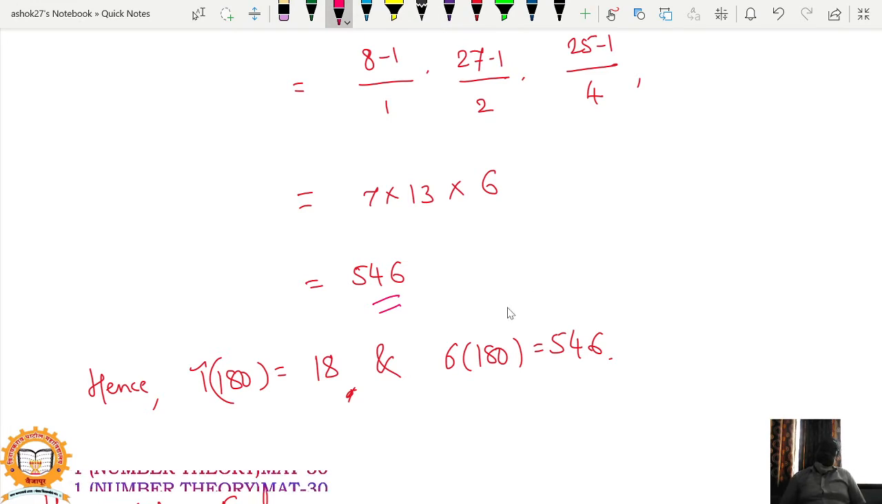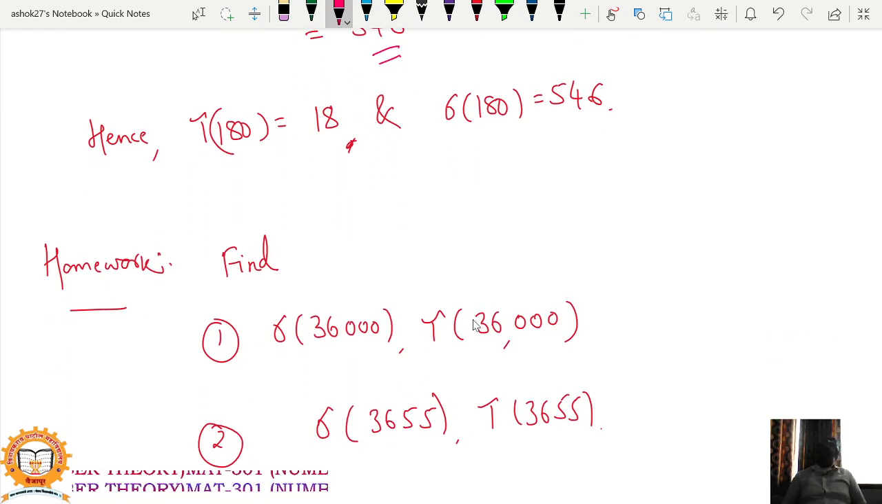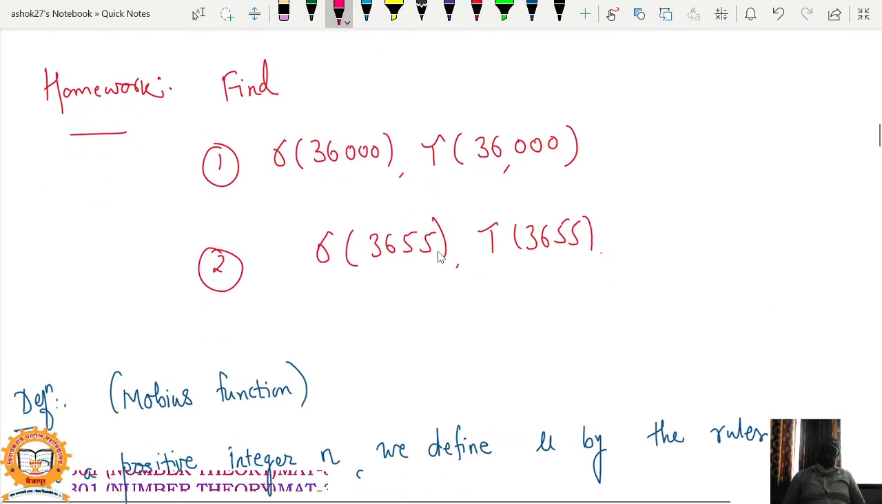So see, what is sigma of 180? That is 546, and tau of 180 will be 18. So at home you can do this example, you can take more integers and find sigma and tau for them. That depends on you.